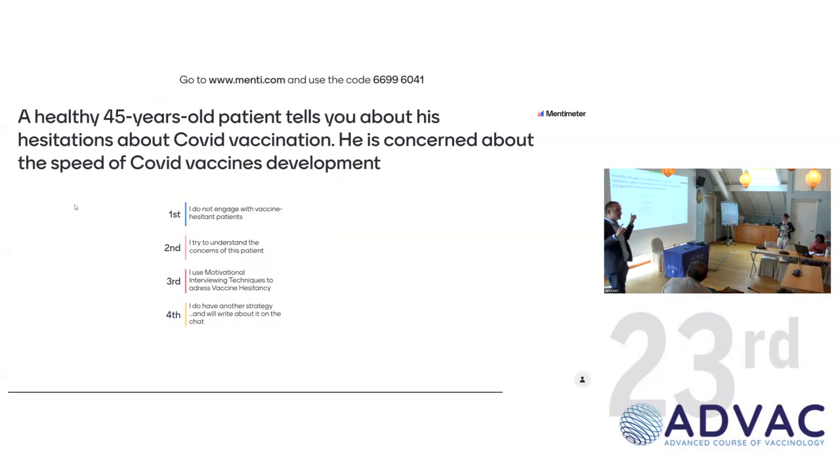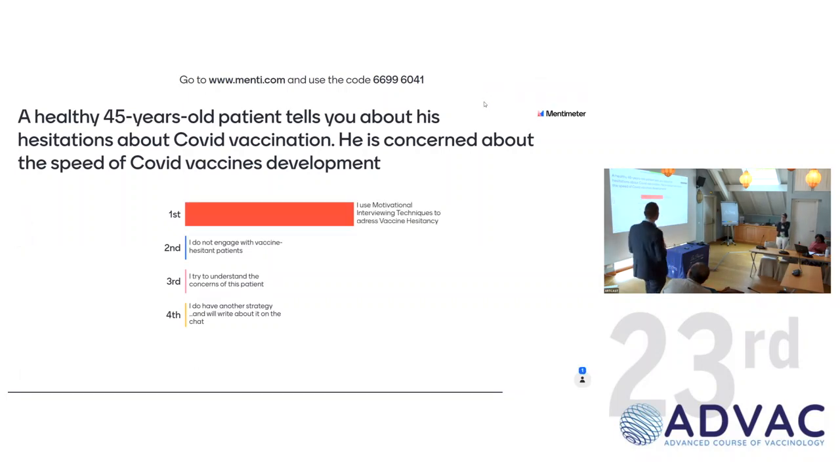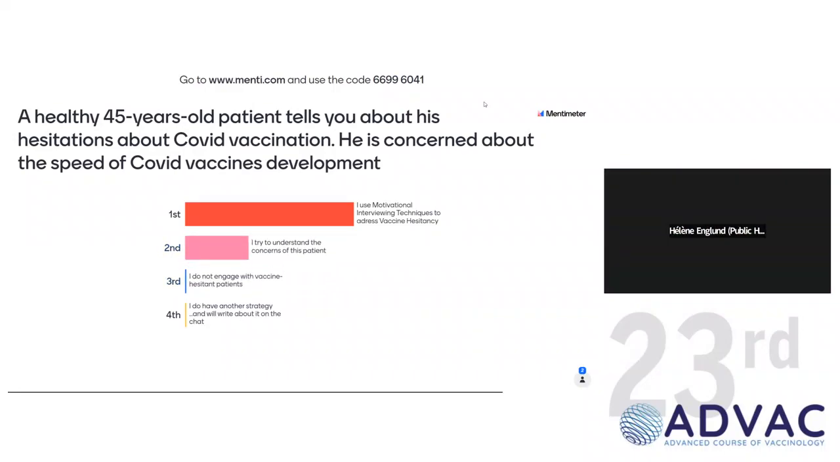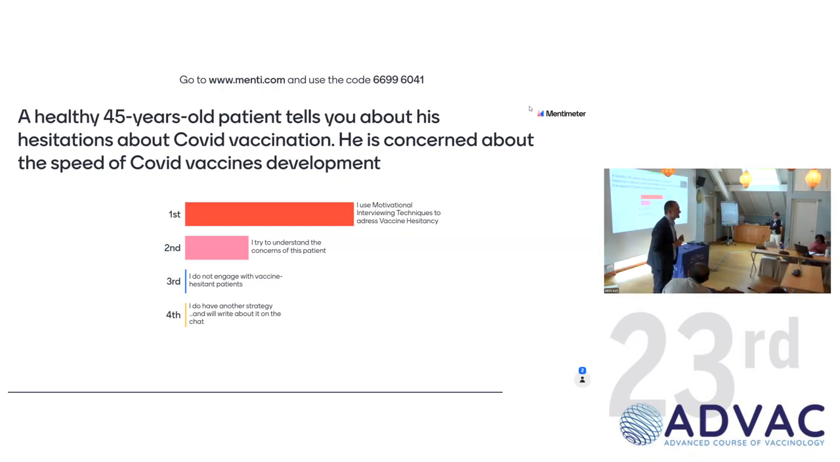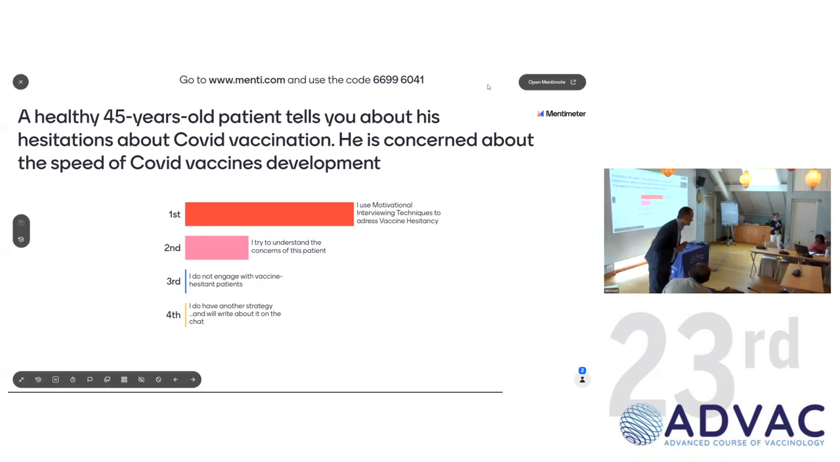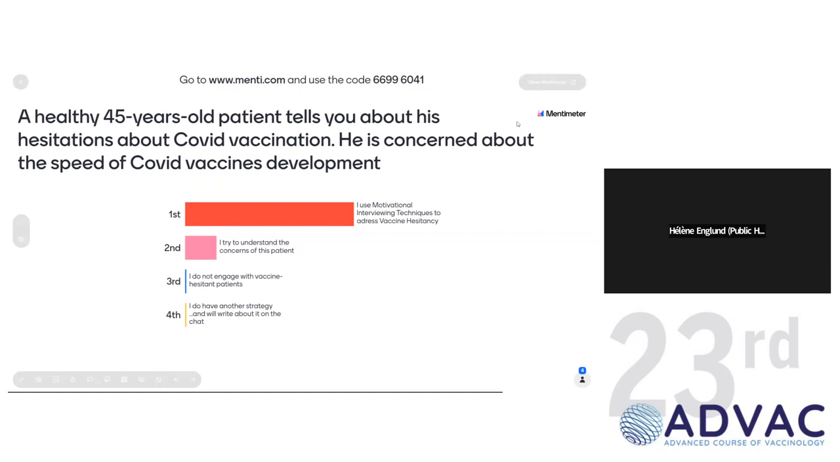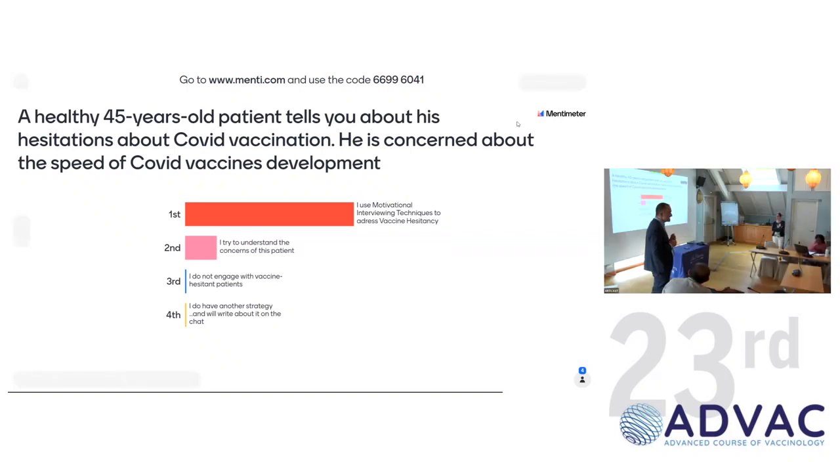By the way, a participant on Zoom was making a comment in the chat: in Sweden, the second dose of MMR is at 18 months. No, that's the first dose. Sorry, can you repeat it? The first dose is at 18 months.